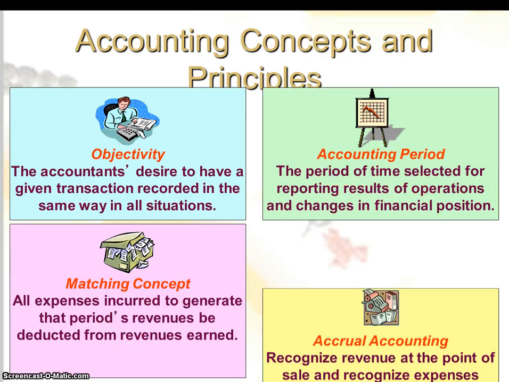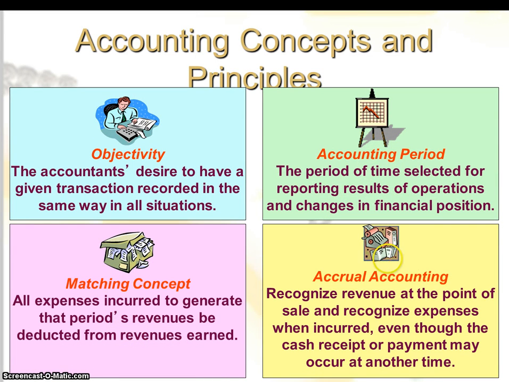The next principle we'll talk about is objectivity: the accountant's desire to have a given transaction recorded in the same way in all situations. And having worked on the front line of an accounting function, I know that if a quarter is tight and it doesn't look like we're about to make our number, there might be some temptation to change the way we've historically accounted for something. You can probably tell your ethical instinct should be kicking in.